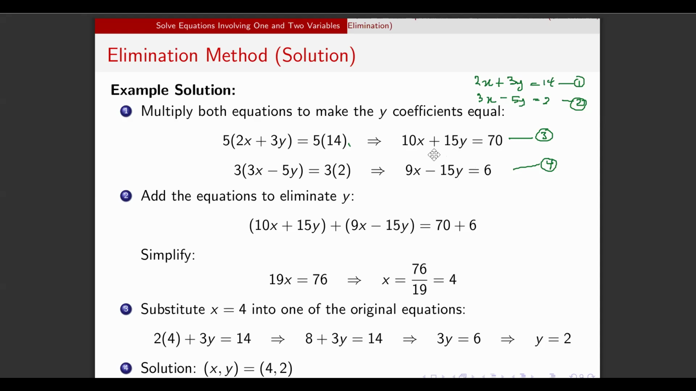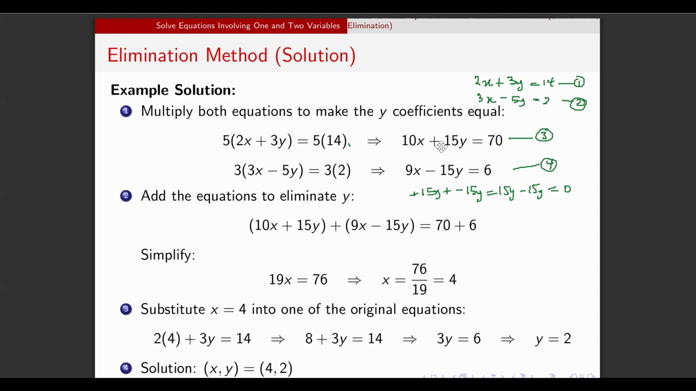What do I do? 15y and minus 15y come together. How do they come together to be equal to 0? This is positive 15y. If I add it to minus 15y, I'll get 0. So positive 15y plus minus 15y is going to be equal to 15y minus 15y, and that's equal to 0. So what I can do is to just add positive 15y to minus 15y. And that means I'm adding equation 3 to equation 4.